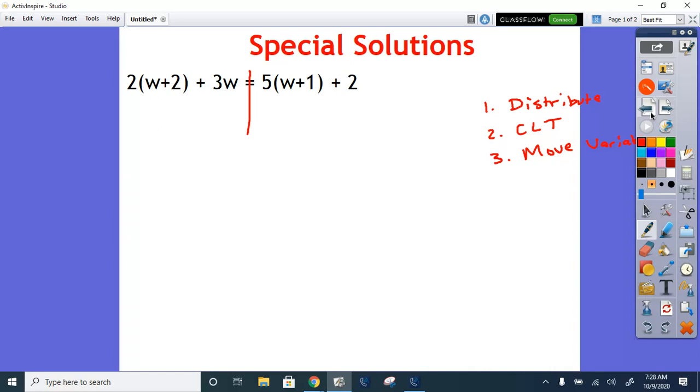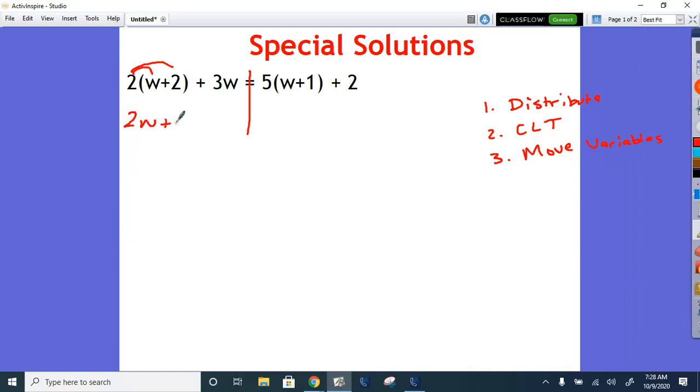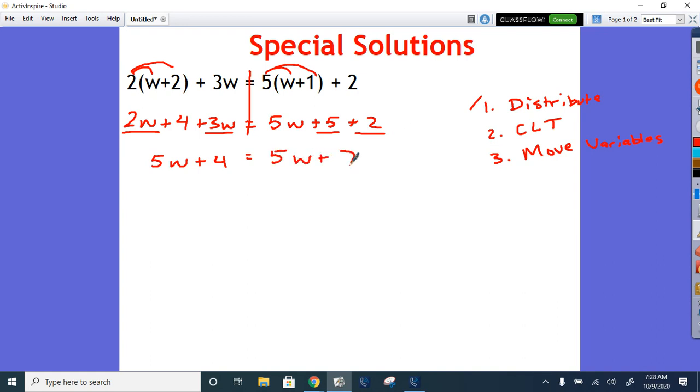So I have a bunch of stuff going on over here. I have some distributive property. So I'm going to make that 2w plus 4 plus 3w. On the other side, I distribute the 5. So I have 5w plus 5 plus 2. So now I distributed, that part's done. Now I'm going to combine my like terms. 2w and 3w on the same side becomes 5w plus 4 equals, on the other side, I combine the 5 and the 2, 5w plus 7.